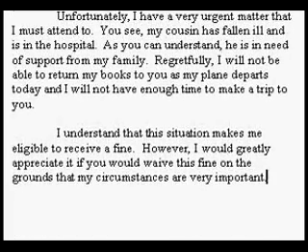So basically, I understand that the situation makes me eligible to receive a fine. However, I would greatly appreciate it if you would waive this fine, and maybe waive, that might be a new word. Waive doesn't mean cancel, but it means to not employ or not use. Okay? So I would greatly appreciate it if you would waive this fine on the grounds that my circumstances are very important. And I'm just going to edit this. I don't like this word important. We're going to change that to are very urgent.